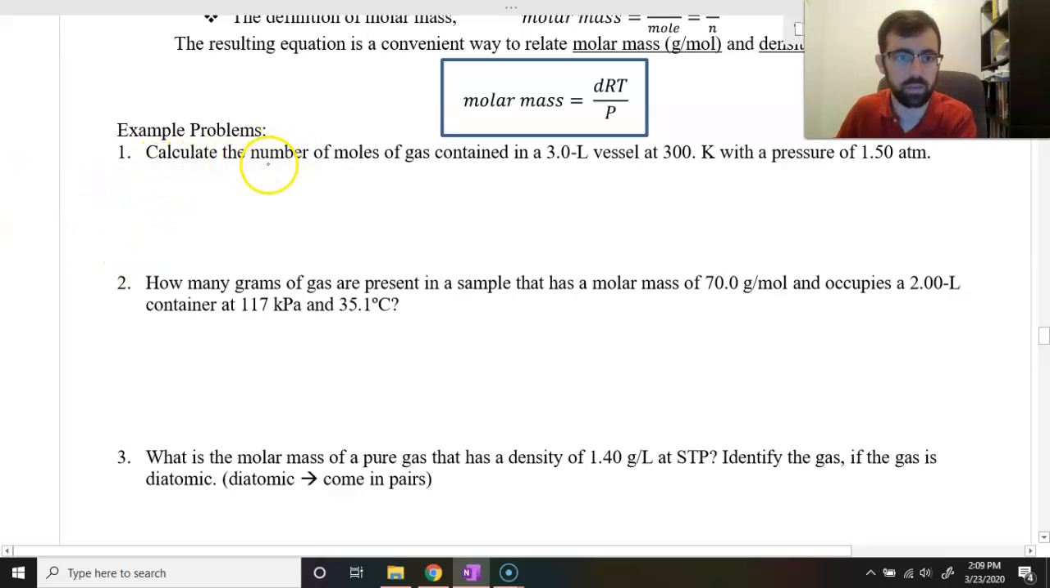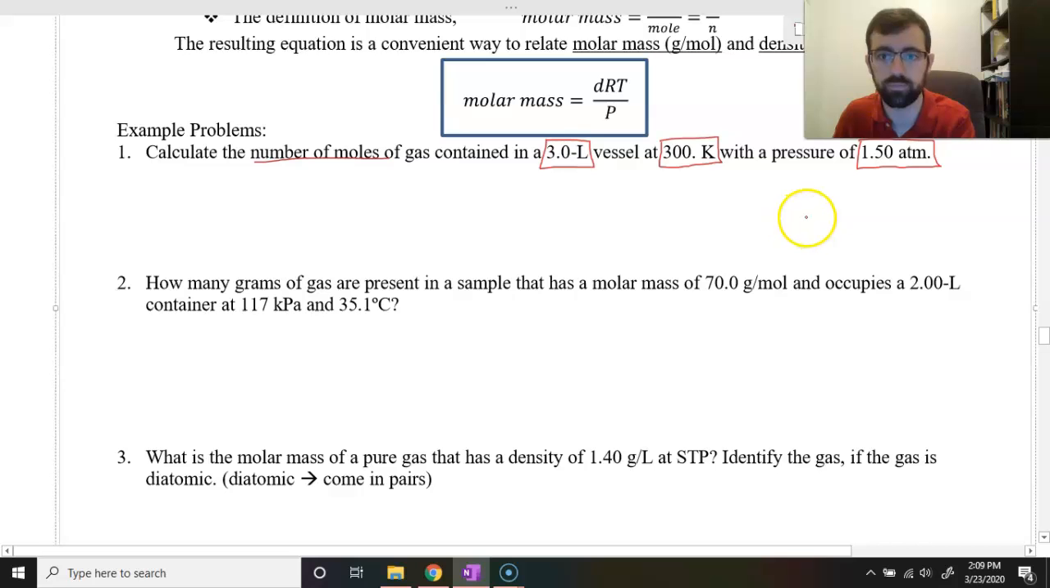So it says calculate the number of moles. That's what I'm looking for, of a gas. It's important to know the state of matter. Later on, that'll become more important. But it's moles of a gas that are contained in a 3-liter vessel at 300 Kelvin with a pressure of 1.50 atm. You notice that none of these values are actually changing.